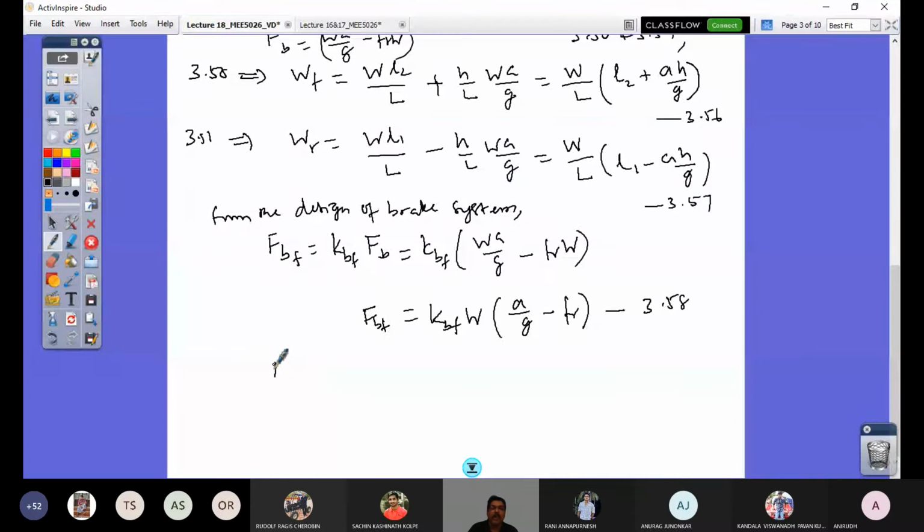Similarly, I can write FBR. That's all from the brake system design. So FBR would be, so that is going to dictate the availability of FB. And this developed FB should always be less than μp times W in order to ensure no locking of the wheels during deceleration of the vehicle. But if that is not equal to μp times W, what would happen? Your braking efficiency may not be 100%. It will be lesser than that, but it will ensure the safety of braking. But the stopping distance of your vehicle would be longer.